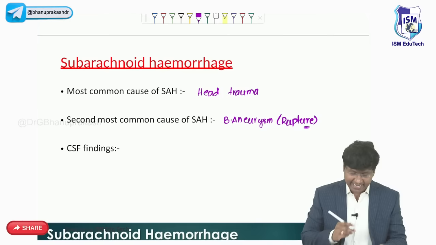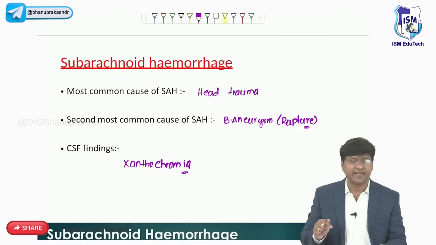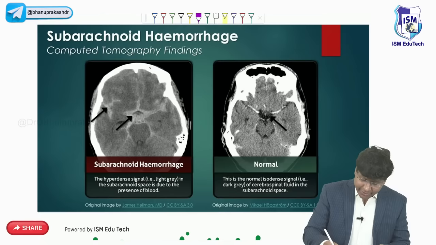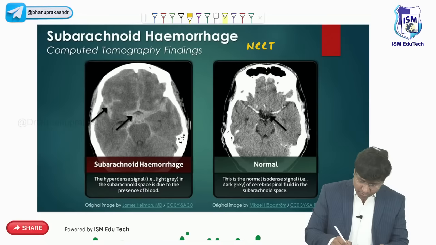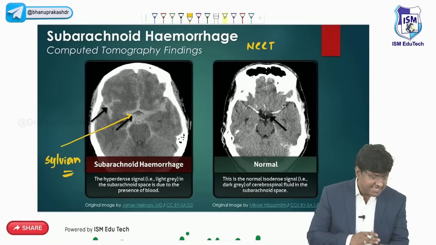And what will be the CSF finding in case of subarachnoid hemorrhage? The CSF finding will be xanthochromia, where the blood will get mixed with the CSF and thereby it will give you an orange-yellow colored appearance, which is nothing but xanthochromia. And in subarachnoid hemorrhage, whenever you do a CT brain, what is the finding that you will have? Remember, it should be a non-contrast CT scan. It should not be contrast enhanced. So you will have the presence of blood within the Sylvian fissure.